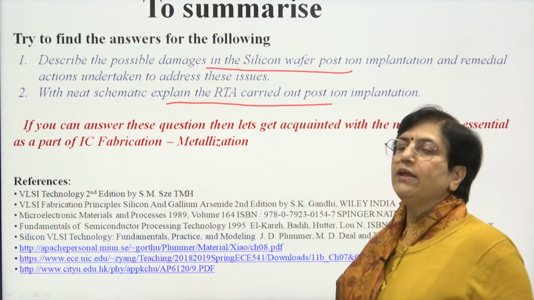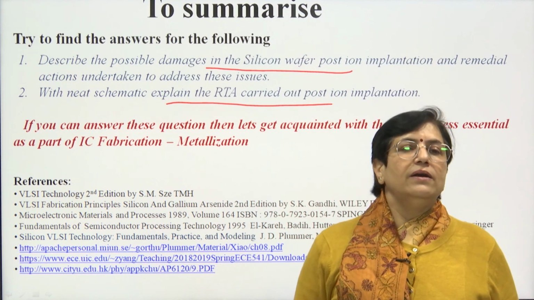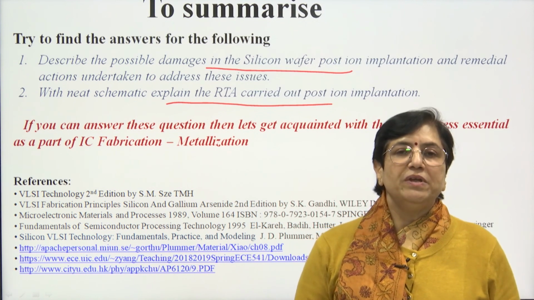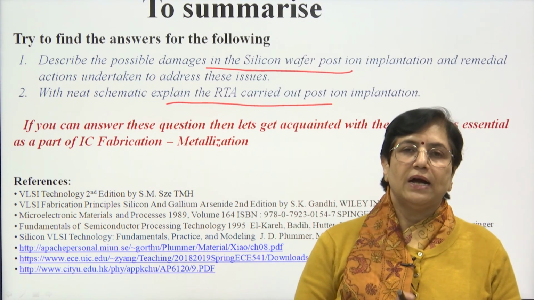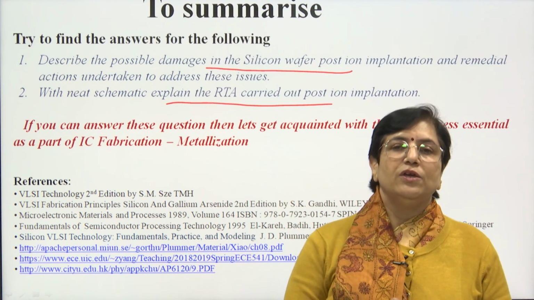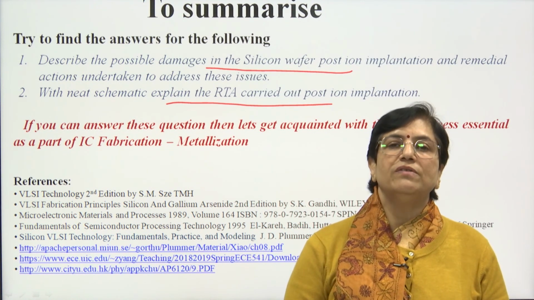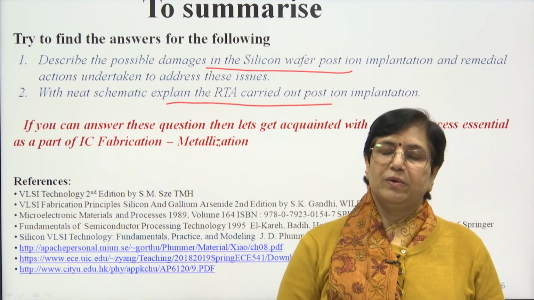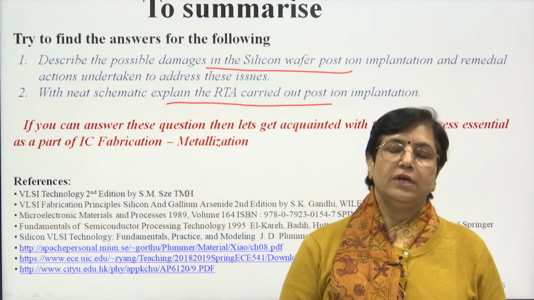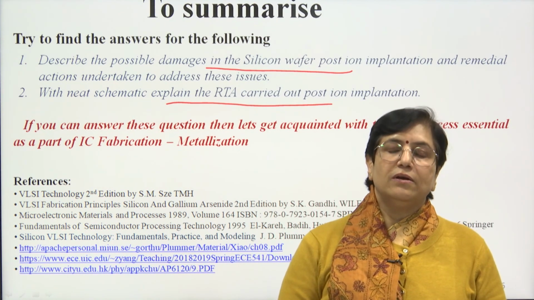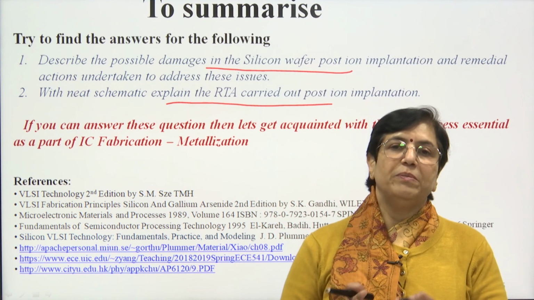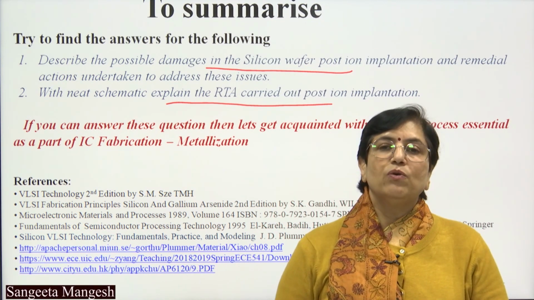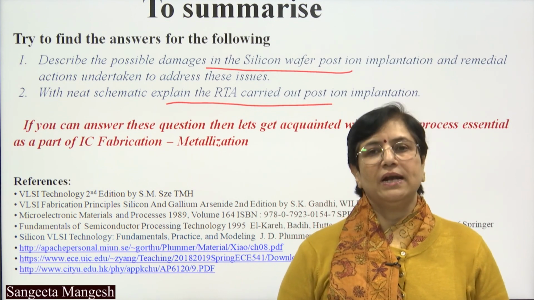Then you should be able to explain the RTA system. In the previous lecture you saw dosage control, ion beam energy and other equations. You saw the instrumentation system, and now you have studied the damage control mechanisms and how annealing is carried out to make the best out of the ion implantation system. Once this is clear, we will go for the next process step, that is metallization.